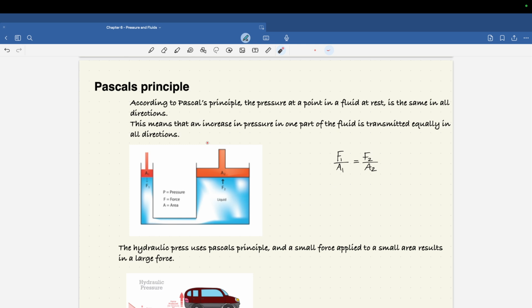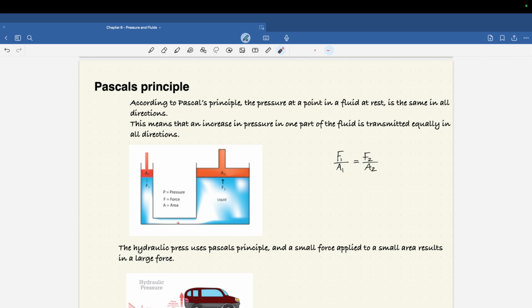That's what it shows. And if you increase the pressure, like when you apply a brake, if you increase the pressure in one part of the fluid, it is transmitted equally in all directions. That is obviously why when you apply that increased pressure on the brake, it goes out to all the four tires and the same pressure acts on all four, stopping all of them together.